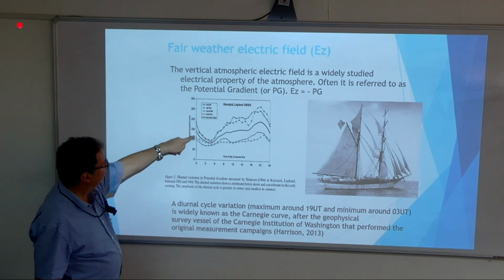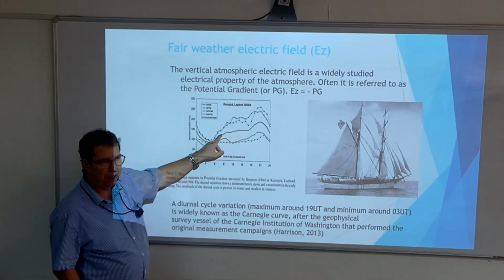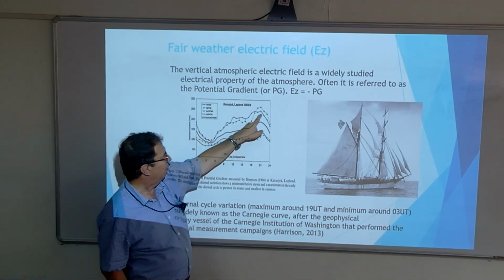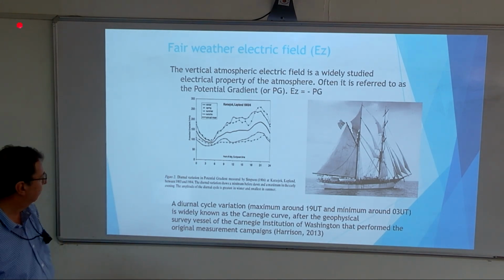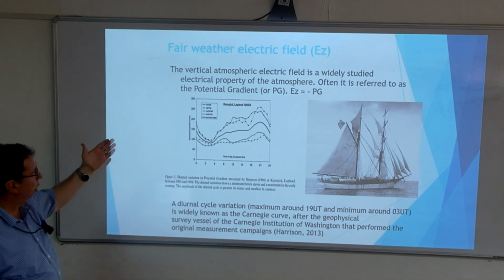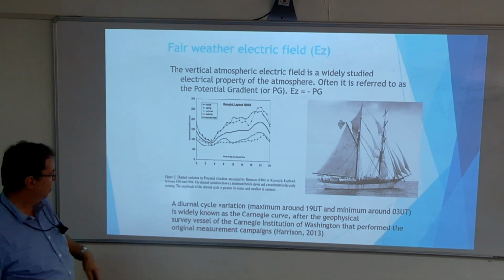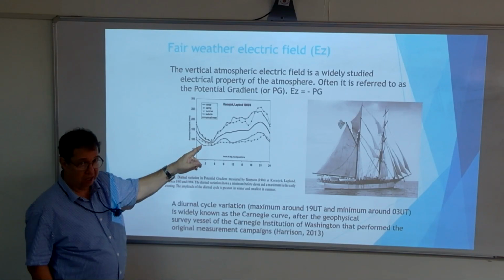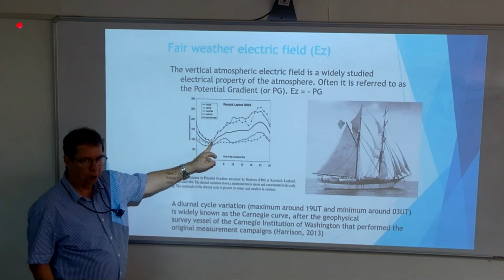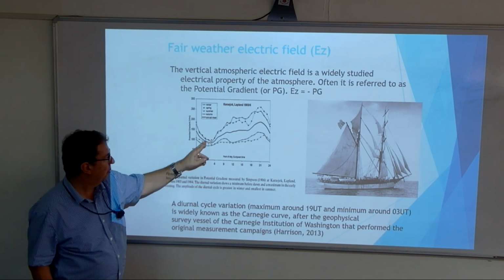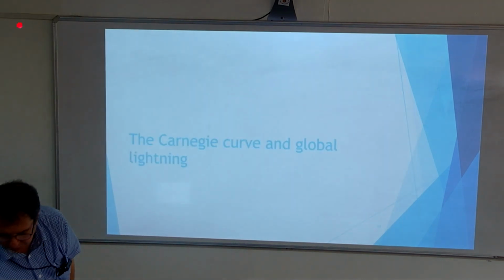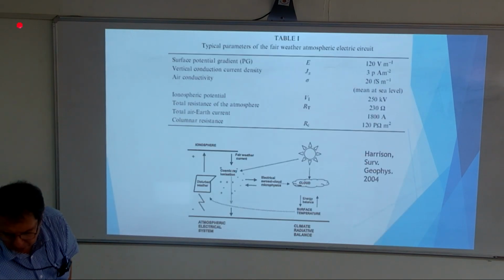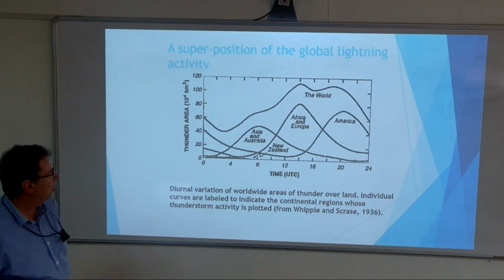And everywhere they sailed, no matter where they were, they discovered the same kind of behavior of the electric field. And it was reported that there is what we call a diurnal cycle, with a minimum at 4 or 5 a.m. in the morning, universal time, and then a peak in the early evening. You can, I'm sorry, go back. So what is this?